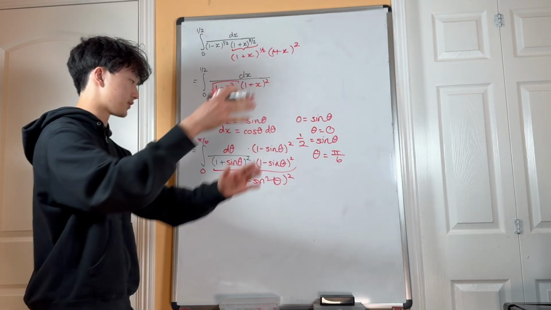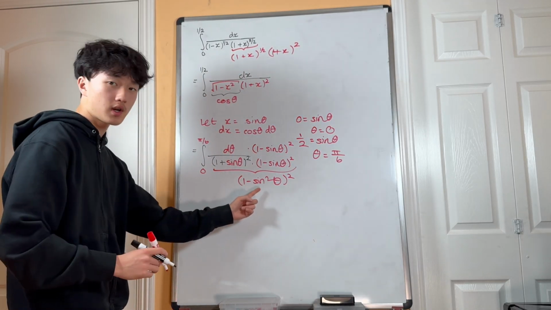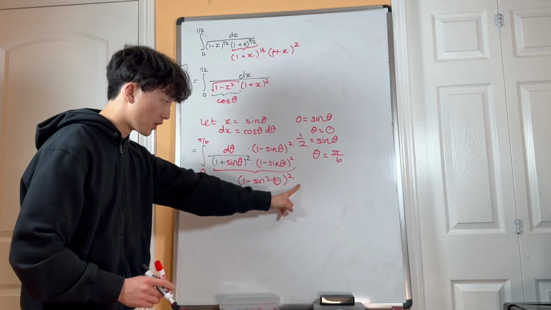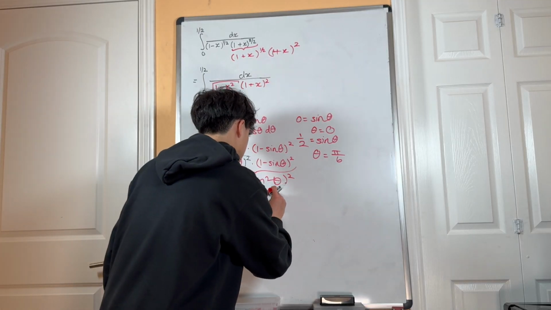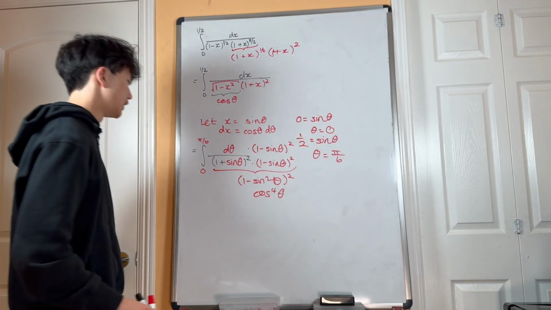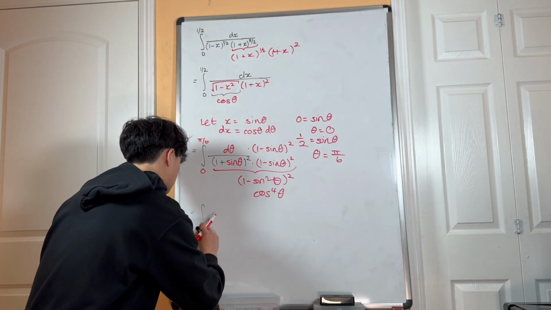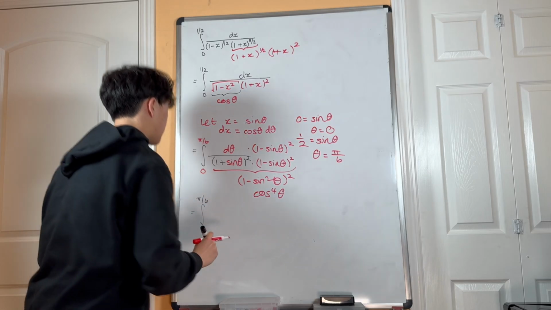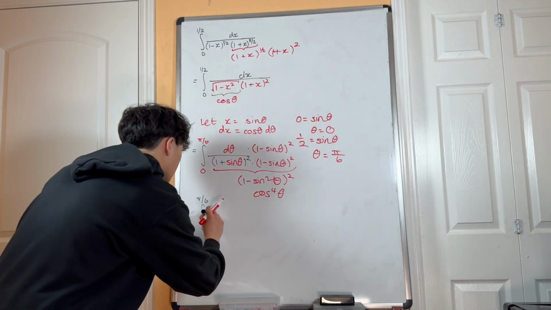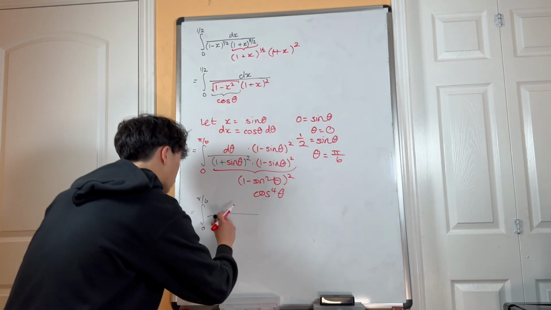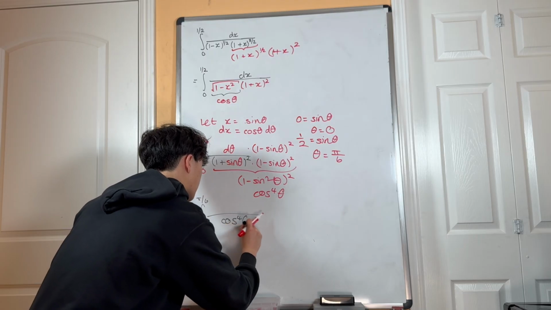Okay, so the square goes to the outside. This guy is just cosine squared, and cosine squared, squared again, is just cosine to the 4th power of theta. So let's write this out. So the integral is from 0 to pi over 6. Now the bounds, of course, they stay the same. Cosine to the 4th power, that's what we get in the denominator, as we saw earlier.